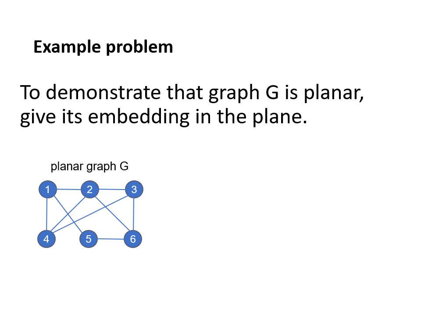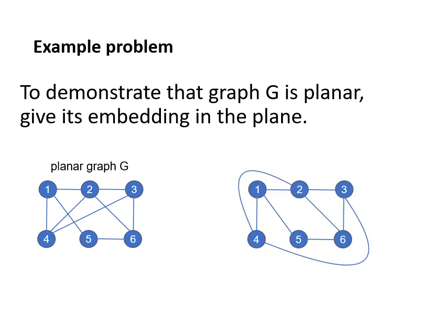Okay, so to demonstrate that graph G is a planar graph, we have to give its embedding in the plane. So here is an example of a planar graph G. From this layout, this is not clear, but we can embed it into a plane, meaning that 2 edges should not cross, and this is the graph we get. Note that it's totally fine to draw these curved edges. Edges don't have to be straight lines.